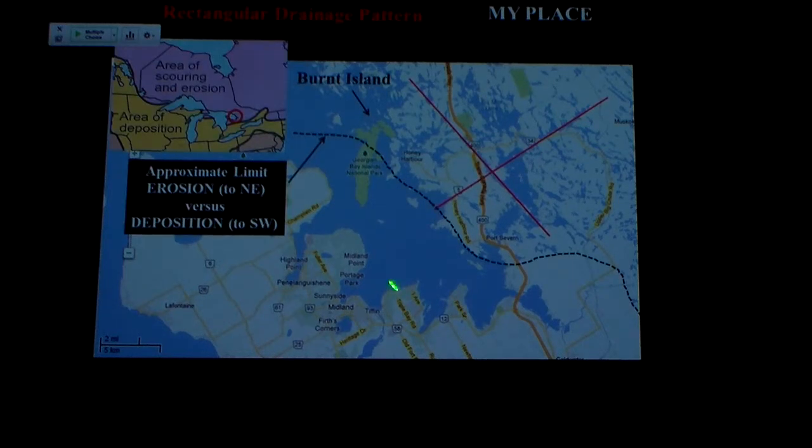But if you go down into this part, you don't see that at all, because this dotted line here is basically the edge where the glacier was scouring everything off down to the bedrock, and where it just had so much debris to carry, it couldn't carry it all, and it started to dump it out, and all of this is covered with sands and gravels that the glacier left. So this is the dividing line between erosion back here and deposition over here.